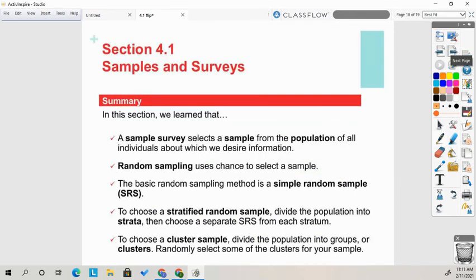And that is section 4.1. We will work on some examples of that in class.